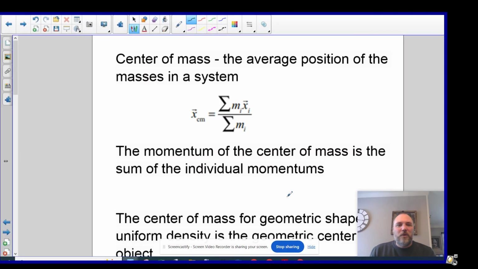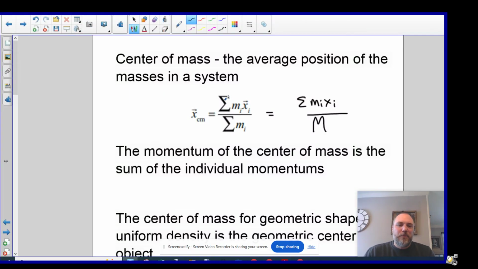Okay. All right. Center of mass is the one I do want to cover today. The average position of the masses in a system, right? This equation looks intimidating. It is really just a weighted average. And when I write it, I personally like to write it as the sum of the mixi's over the total mass, because that's all this is doing down here in the denominator.